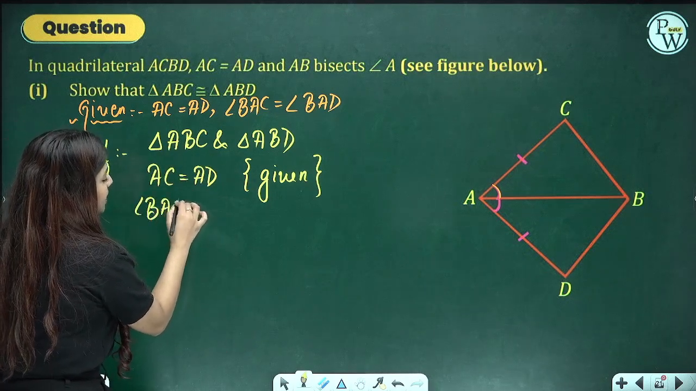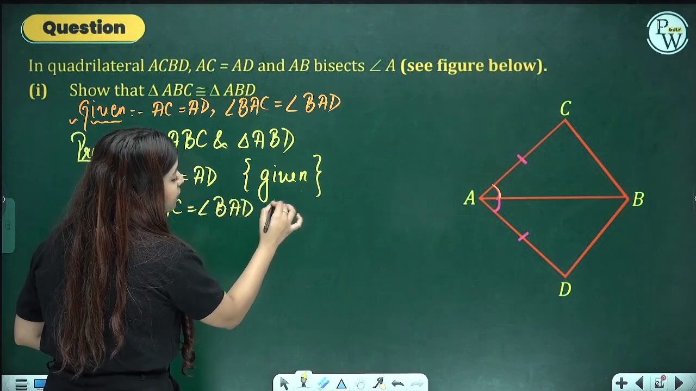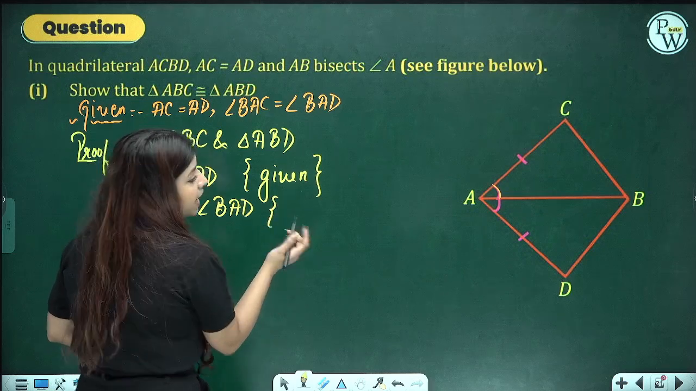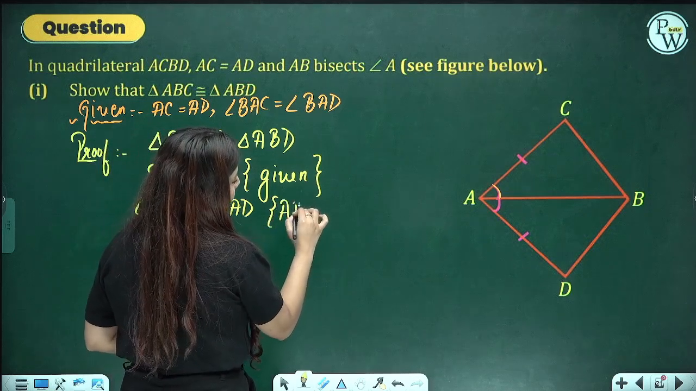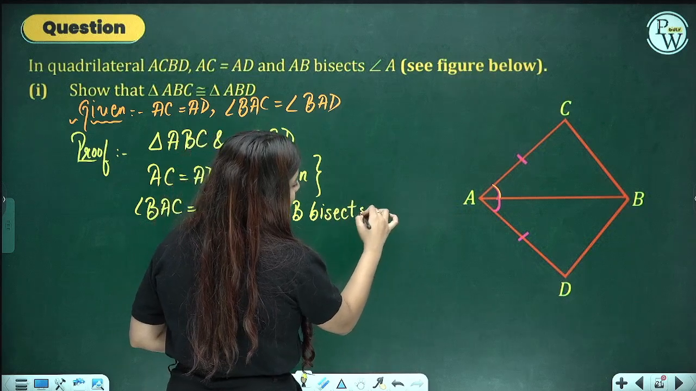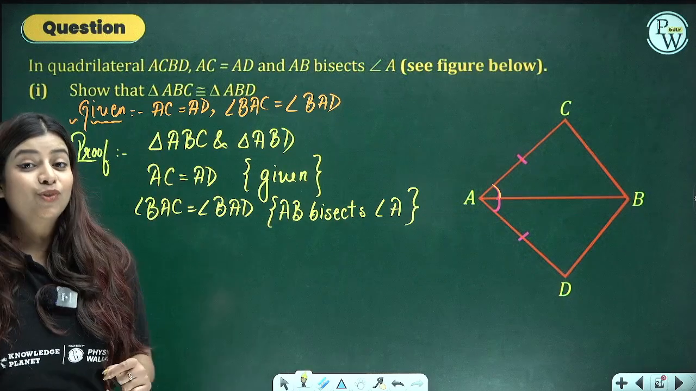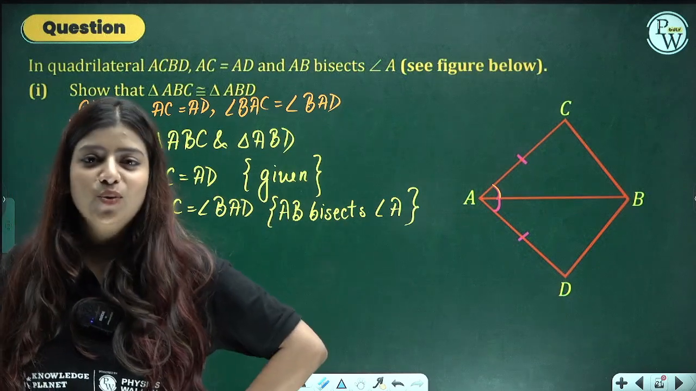Angle BAC is equal to angle BAD, and why can we say this? Because AB bisects angle A. The next thing we have to think about: nothing else is given to us, right?